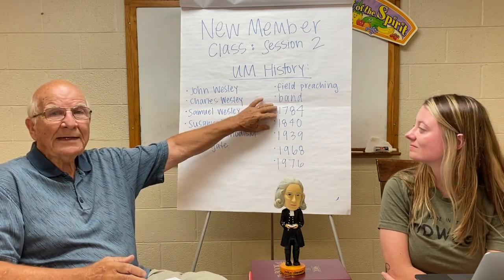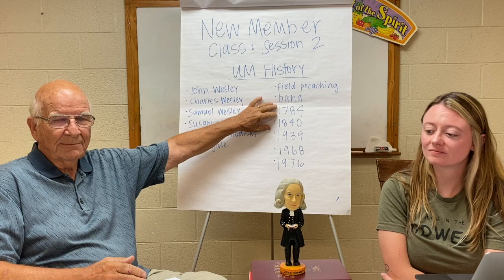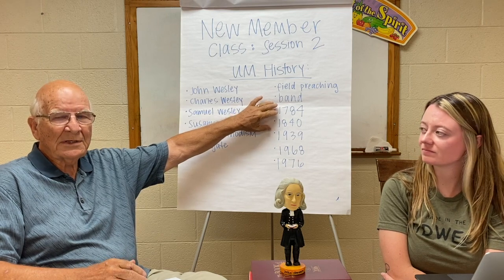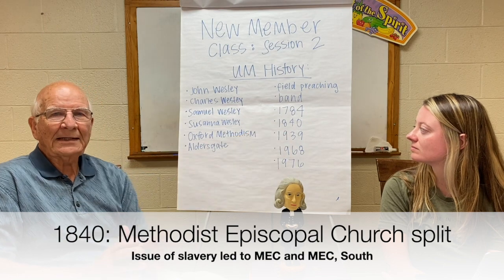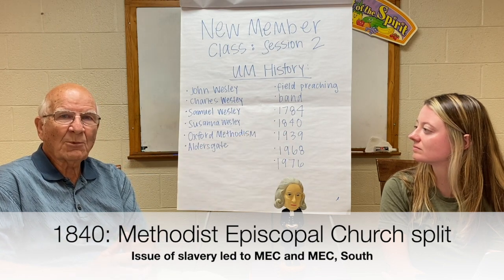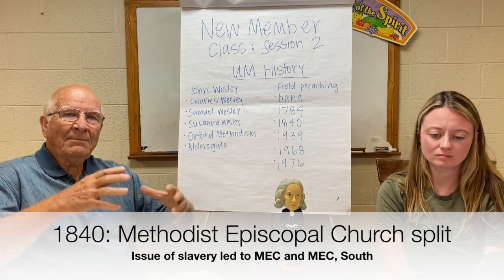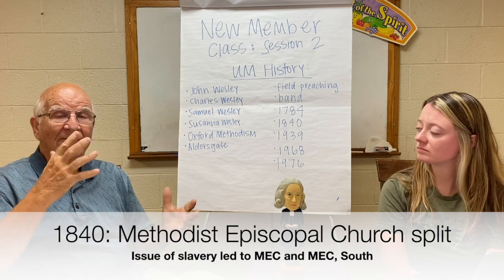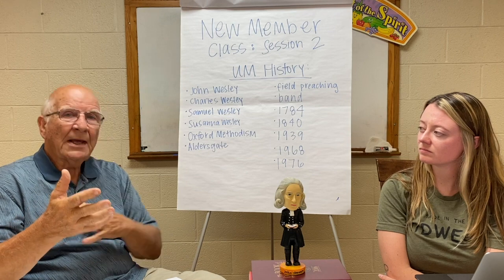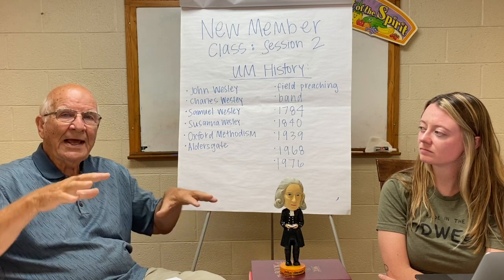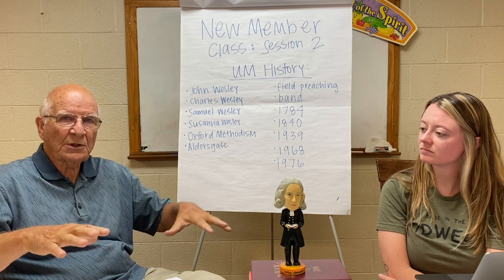But there was a haunting dilemma in America. That haunting dilemma was slavery. So in the 1840s, three things happened. Number one, the Methodist Church in America divided. There was a church in the North and a church in the South, and they were separate institutions.